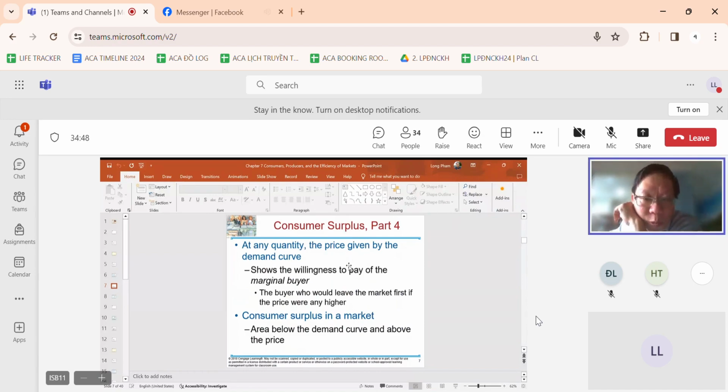So we can conclude that consumer surplus in a market is the area below the demand curve and above the price. Below the demand curve and above the price. And we can define it like that: consumer surplus is the difference between willingness to pay and the actual price. The difference. Okay.